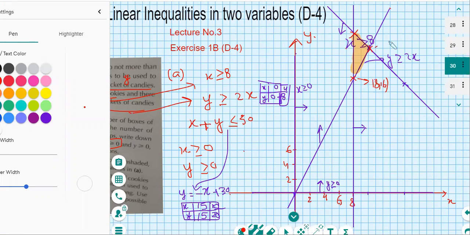What about this point? This point is 10, 20. And this point is 8, 22. So we're putting these three points one by one, which will give you the maximum answer.